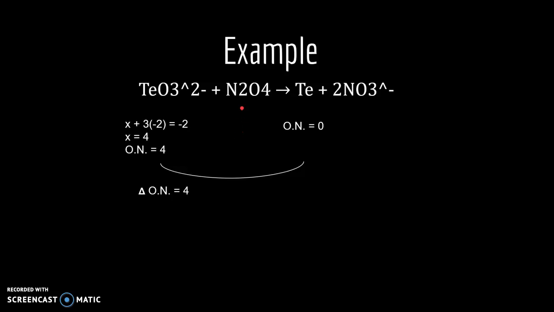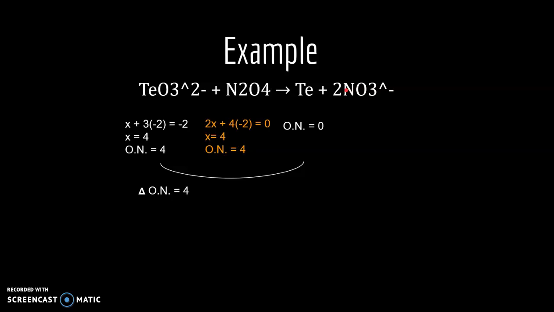Now we go on to N2O4. As you can see, there are 2 N's in this reaction, so we use 2X as the variable, and then we add 4 O's times its -2 charge equals 0. Do the calculations, we get X equals 4 once again, and the oxidation number is 4.